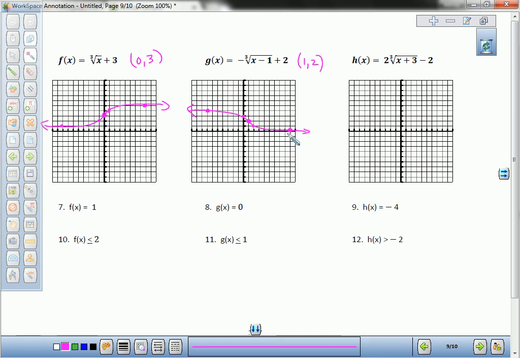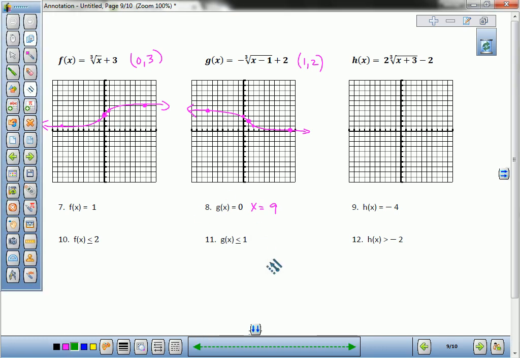Okay, so let's do this one. We'll answer these questions for this one. Where is it equal to 0? Well, I don't even have to draw in the little line because there's a dot right there where it equals 0, isn't there? And I can see that's the point where x is 9.